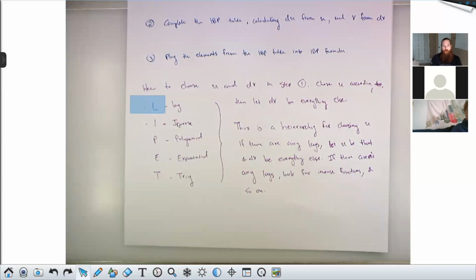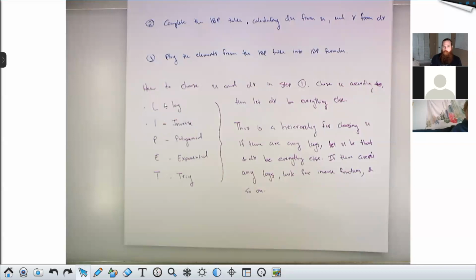This is a hierarchy for choosing which piece to call u. If your integral has a log in it, you'll pick that piece to be u and everything else to be dv. If your integral doesn't have a log in it, then you'll start looking for inverse functions. Does my integral have an inverse function in it? If yes, then you'll pick that to be u and everything else to be dv.